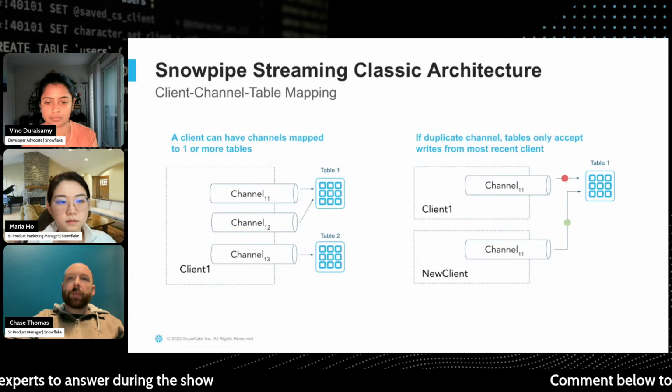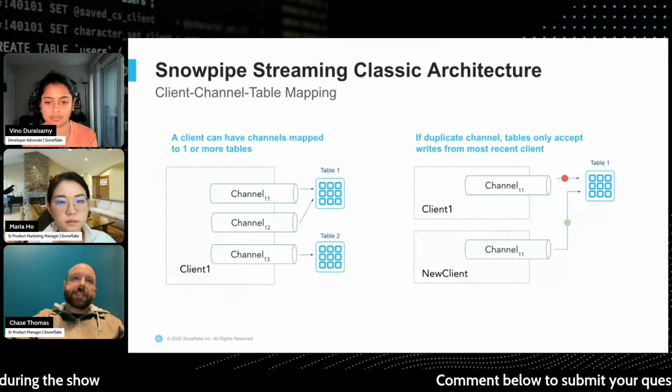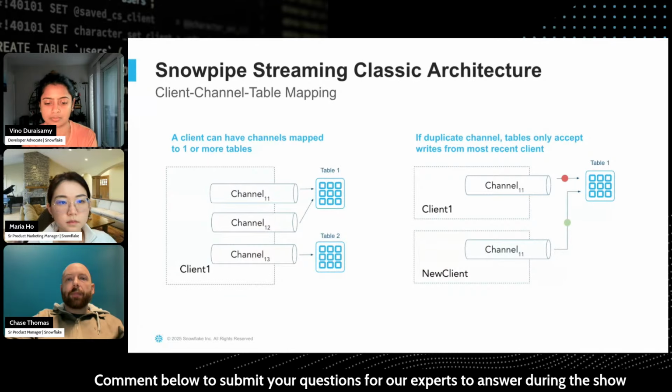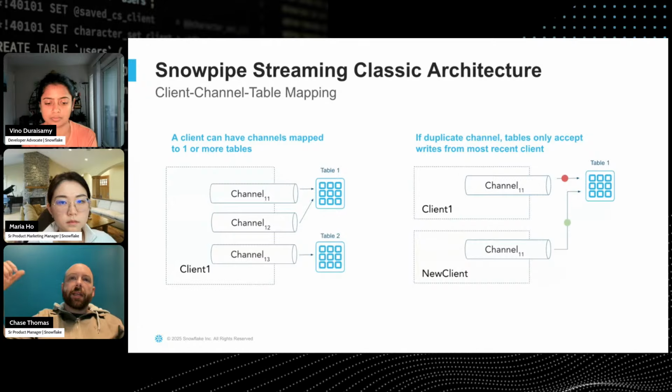For those coming from Kafka, a channel is similar to a Kafka partition, in that data is partitioned in that channel and streaming in. In Snowpipe streaming, in our high performance architecture, we now also include a pipe in between the channel and the table. So what this is showing is our classic architecture, which has been around for a long time.